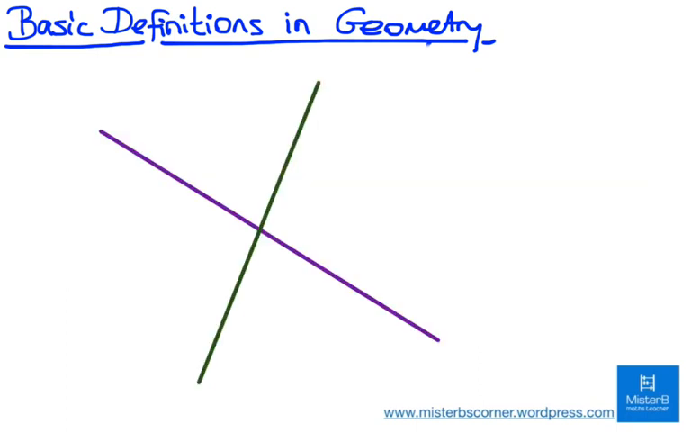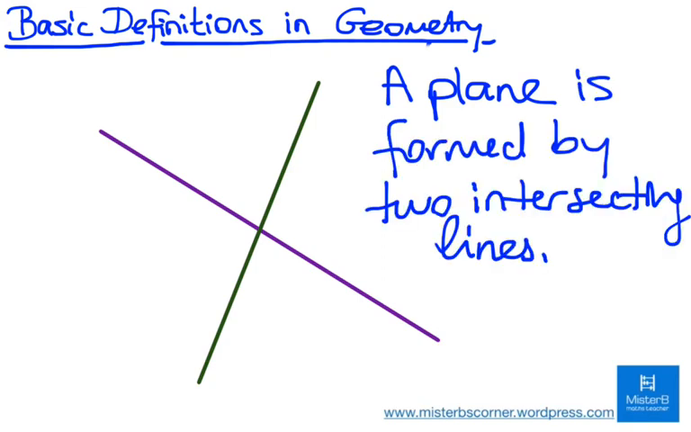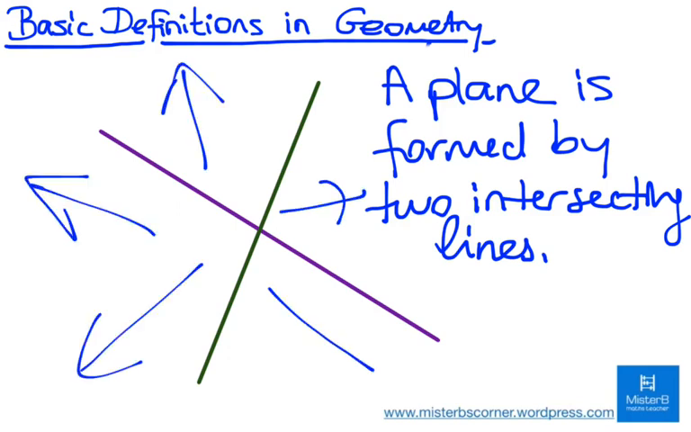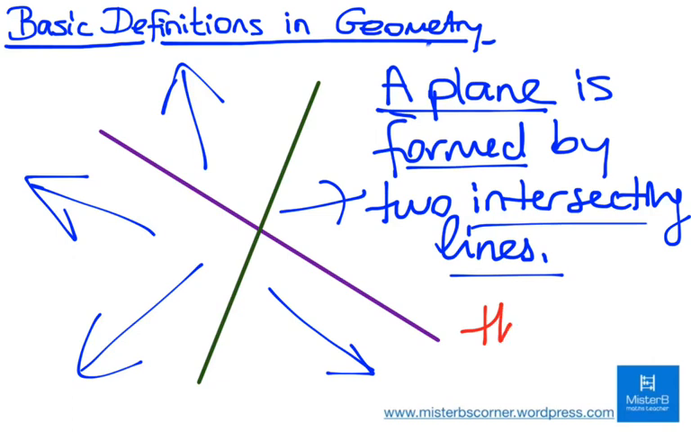When two lines intersect, they form a plane. You can consider a plane like the top of your desk extending infinitely in every direction, right? So a plane is a flat surface, and it's formed by two intersecting lines, and it extends infinitely in any direction. A plane has two dimensions, so it doesn't have any thickness. The thickness is 0. It just has length and width.